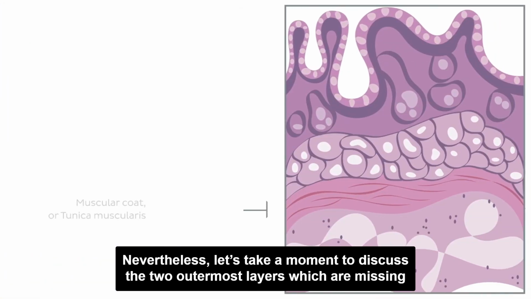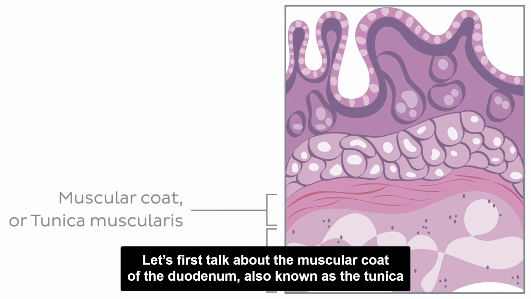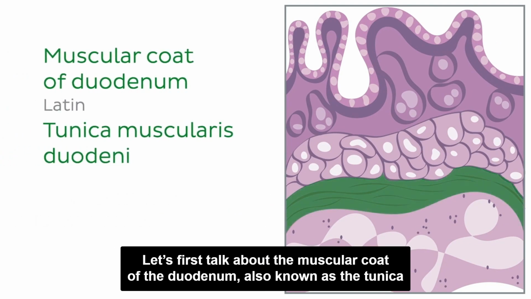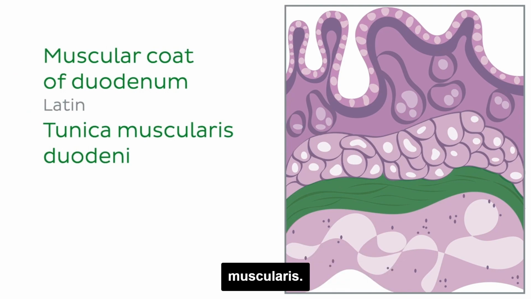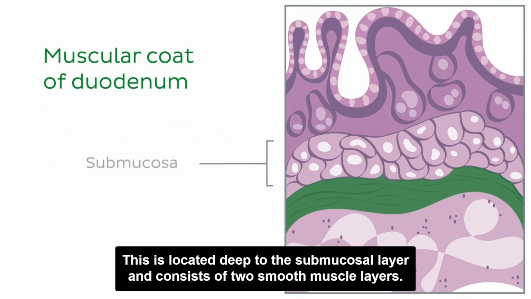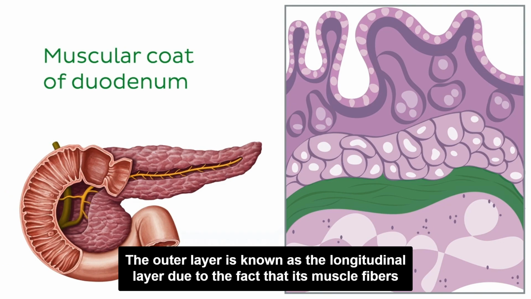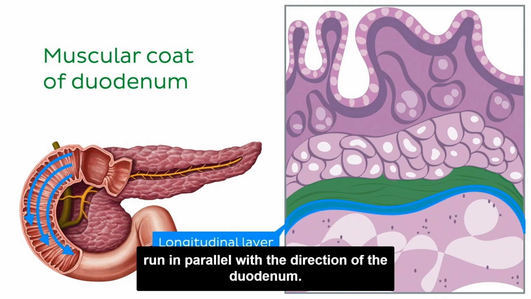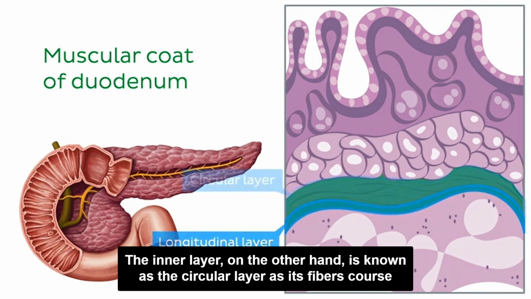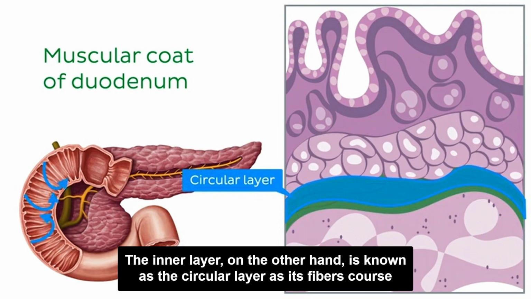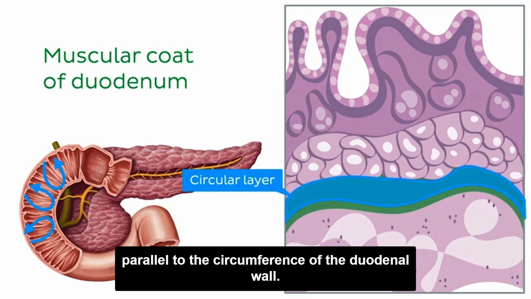Nevertheless, let's take a moment to discuss the 2 outermost layers which are missing from our histological slide. Let's first talk about the muscular coat of the duodenum, also known as the tunica muscularis. This is located deep to the submucosa layer and consists of 2 smooth muscle layers. The outer layer is known as the longitudinal layer due to the fact that its muscle fibers run in parallel with the direction of the duodenum. The inner layer, on the other hand, is known as the circular layer as its fibers course parallel to the circumference of the duodenal wall.